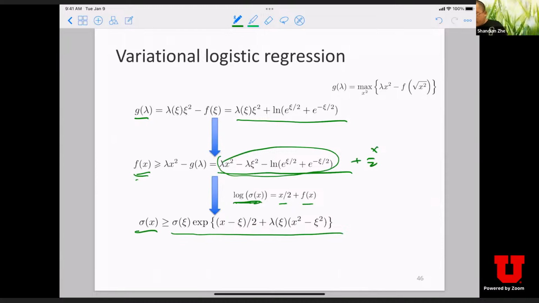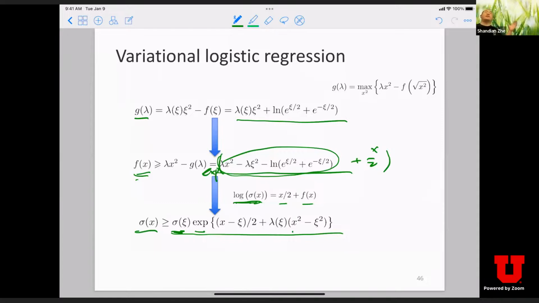You get the sigmoid function of ξ times an exponential. The exponent is (x minus ξ)/2 plus lambda(ξ) times (x squared subtracted by ξ squared). This is just straightforward by taking the exponential over this term and this term. So now we have constructed a lower bound of the sigmoid function.